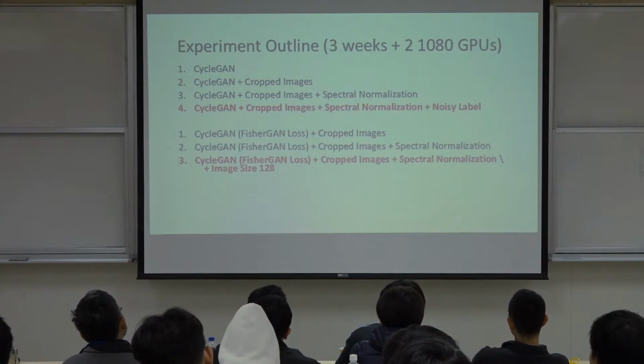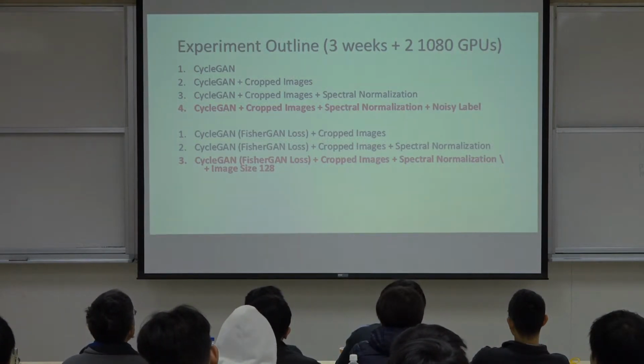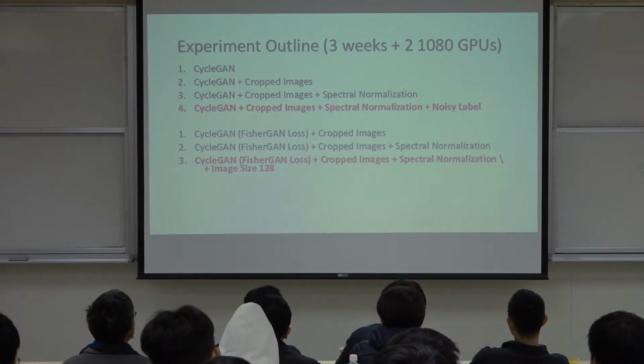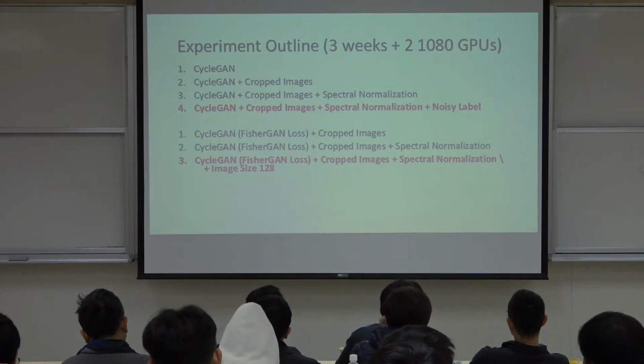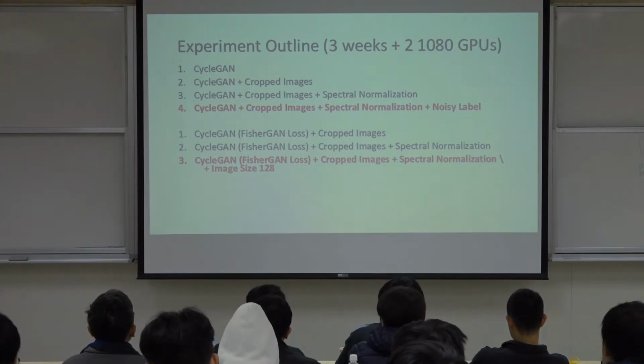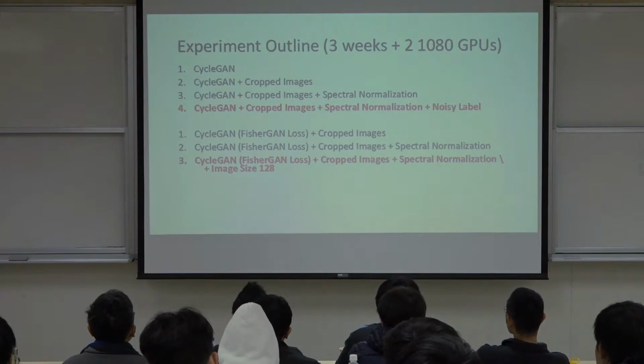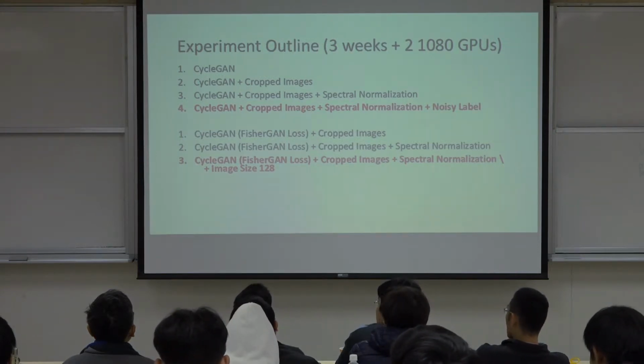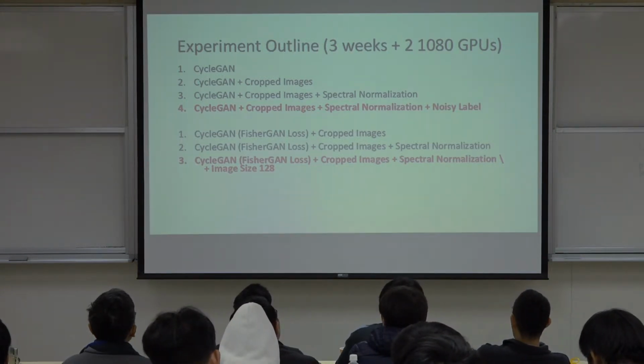Okay, and here's our experiment outline. We performed 7 different experiments with 2 GPU cards, and we divide them into 2 sections based on the different phases of the CycleGAN model. For experiments 1 to 4, we based on the CycleGAN with the LSGAN loss, which is the original version, and tested by accumulating different techniques.